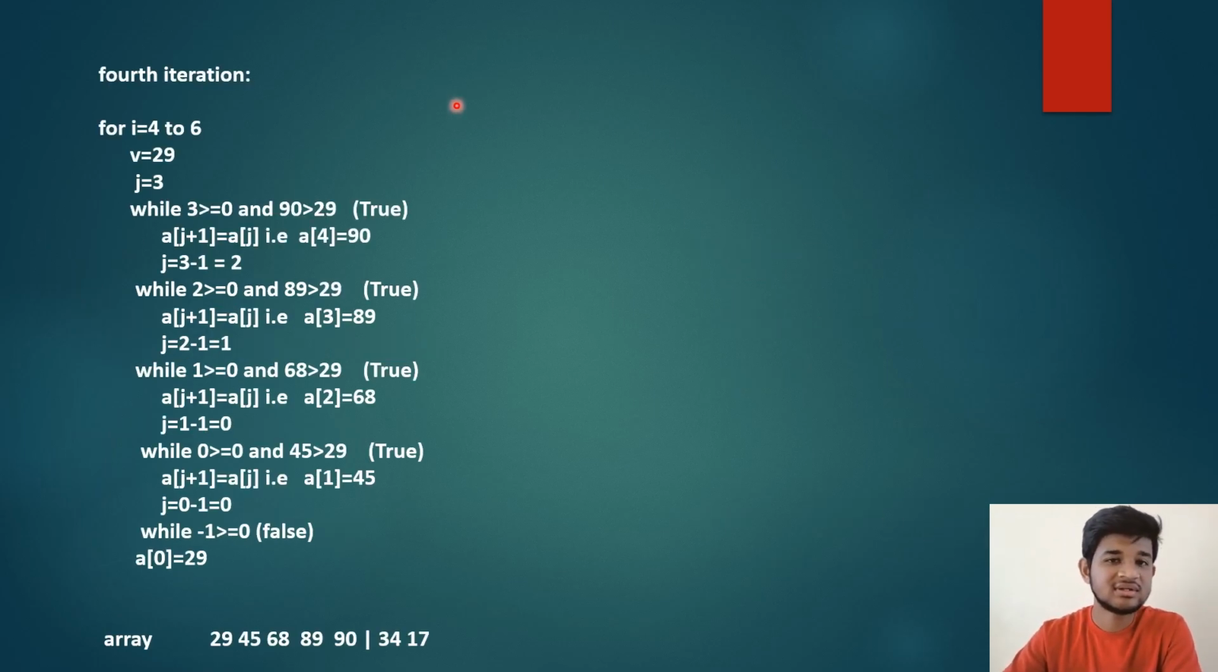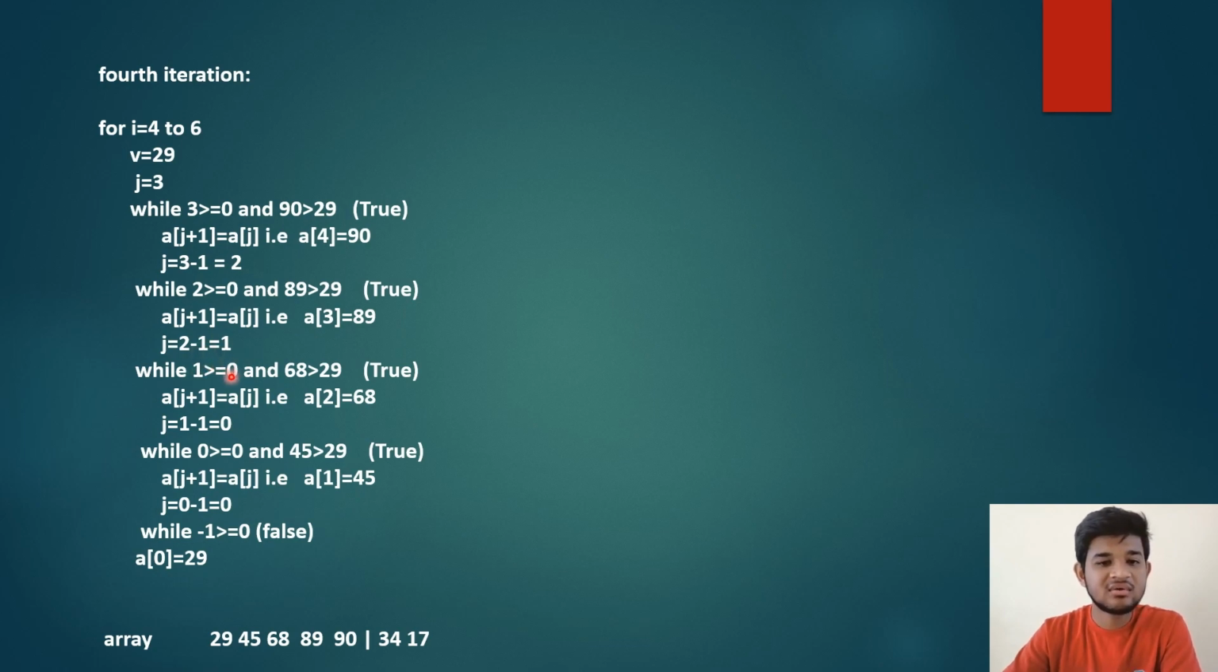Now let us see the fourth iteration where i is equal to 4, b is equal to 29, and j is equal to 3. While 3 is greater than or equal to 0, true, and 90 is greater than 29, that is true. Therefore, a of j plus 1 is equal to a of j, that is a of 4 is equal to 90, and j is decremented by 1, that is 3 minus 1 is equal to 2. While 2 is greater than or equal to 0 and 89 is greater than 29, a of j now is a of 2. A of 2 value is 89. Both conditions are satisfied, therefore true. A of j plus 1 is equal to a of j, that is a of 3 is equal to 89, and j is decremented by 1.